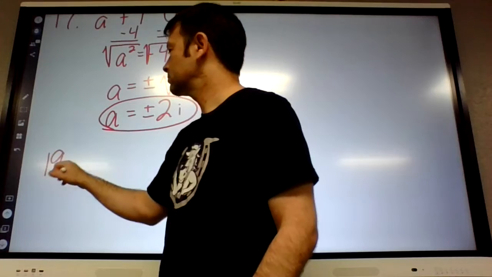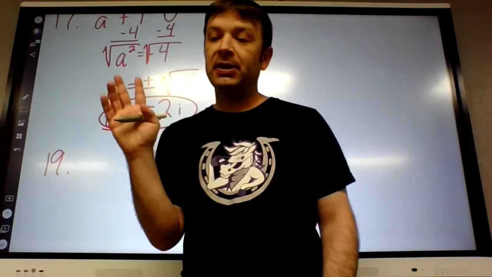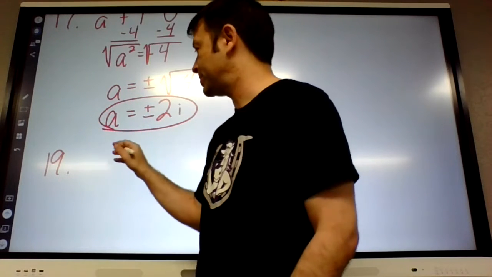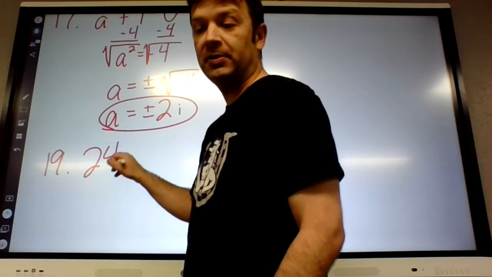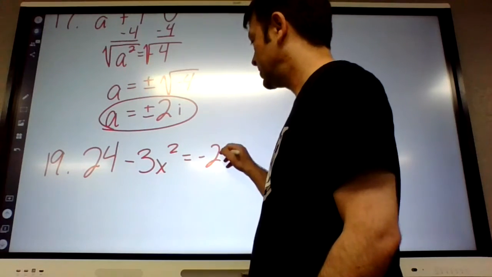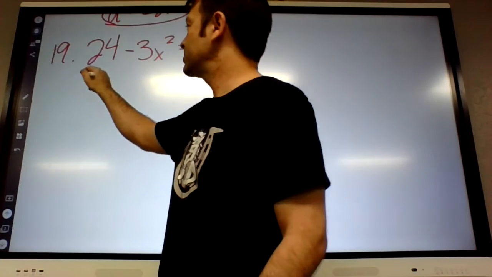Okay, these are the same things, it's just bigger. So we've got to do more work to get x by itself. But you guys are pros at these, right? How do I get x squared by itself? Minus 24.